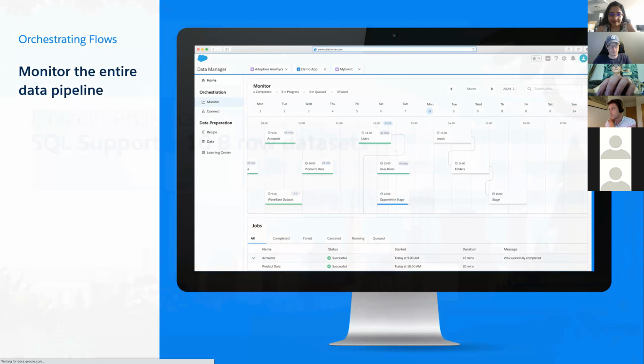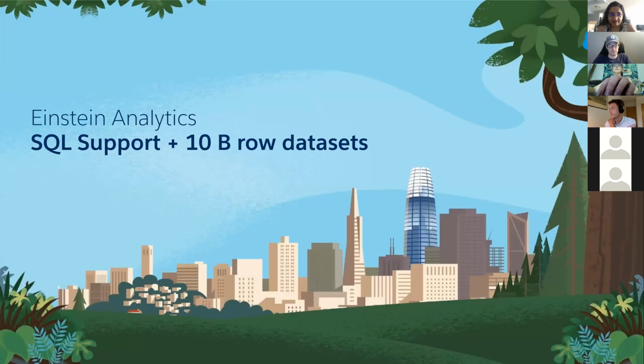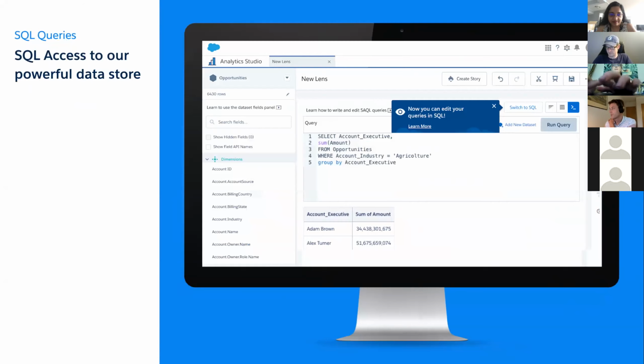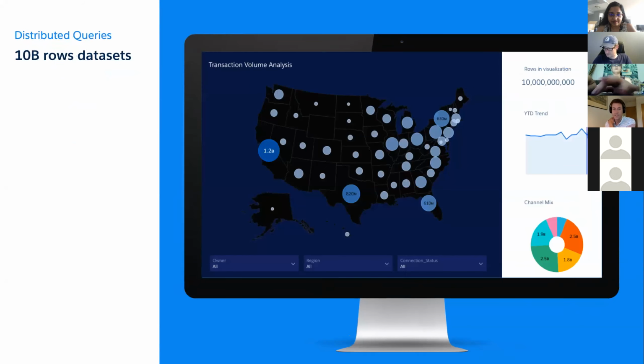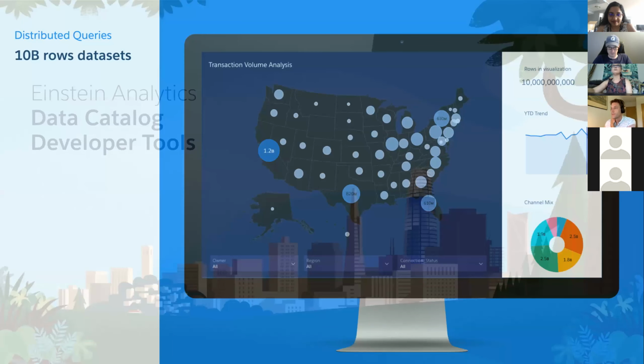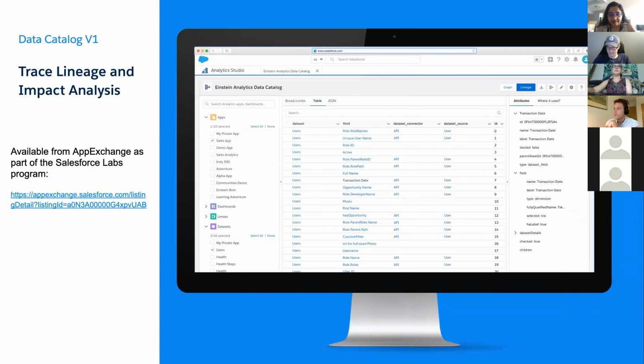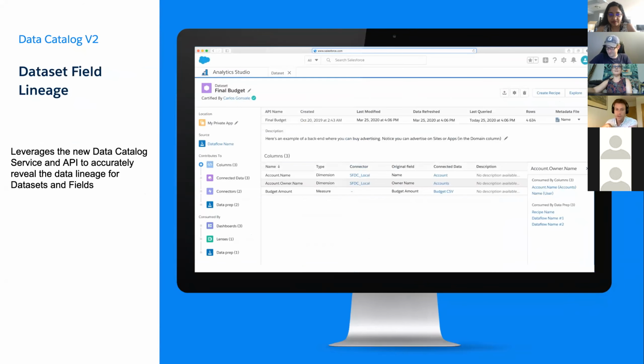So that's the SQL support that I mentioned earlier. It is currently projected to go beta in the winter release. And then increasing data set to 10 billion rows, as I mentioned. I've mentioned field level lineage. We're also working on field level lineage outside of data prep, but also in the EA platform.